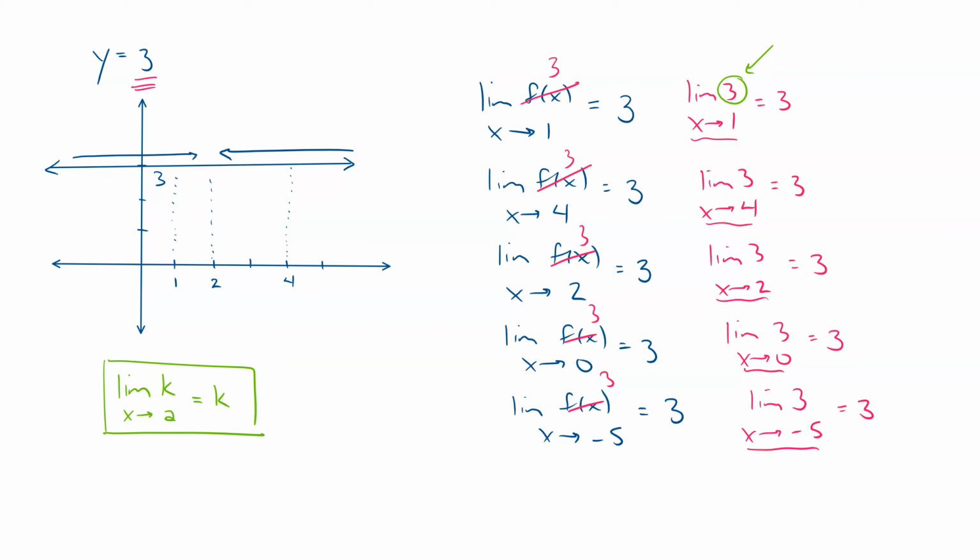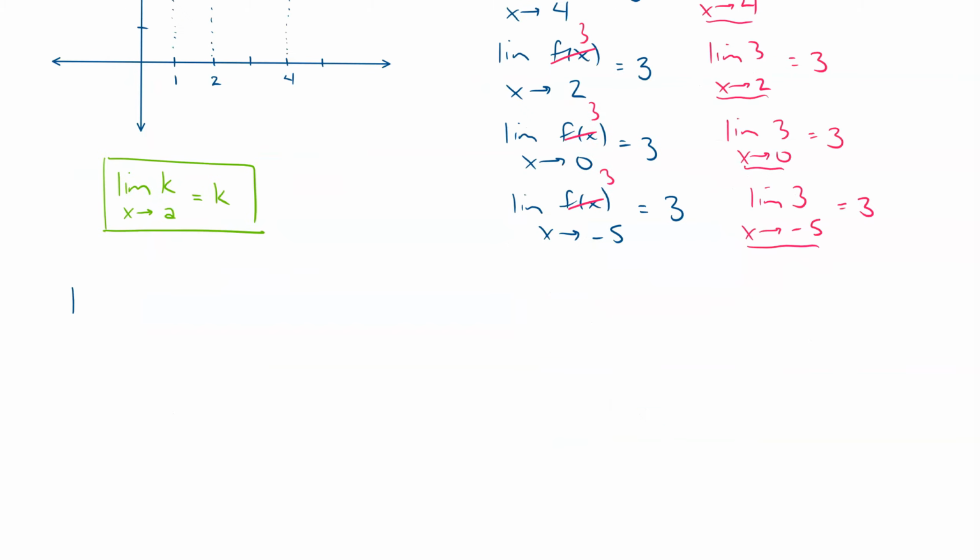The limit of a constant as x approaches any value is the constant. We can shorten that to: the limit of a constant is the constant. Say that. The limit of a constant is the constant. That's going to be an incredibly important property for us as we move forward.